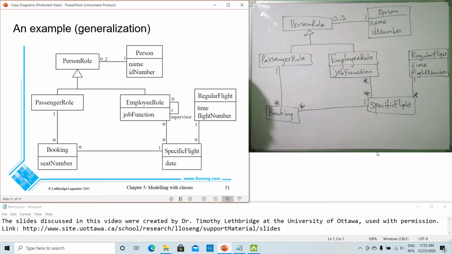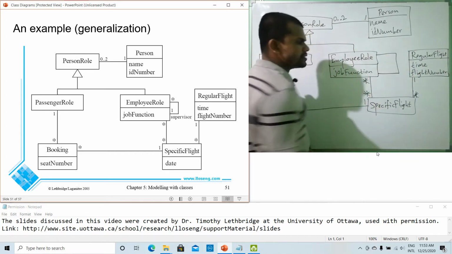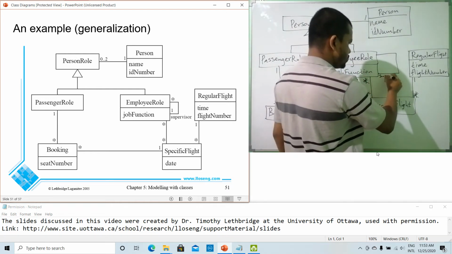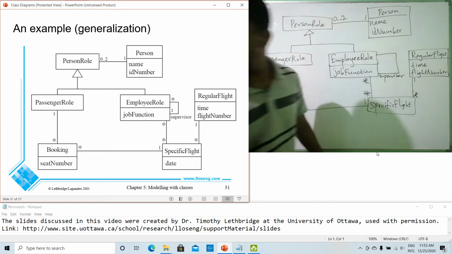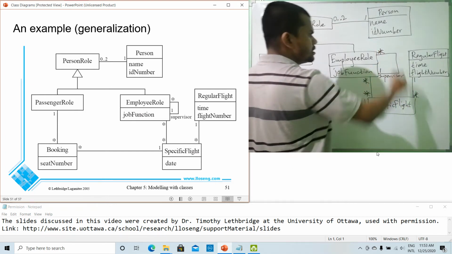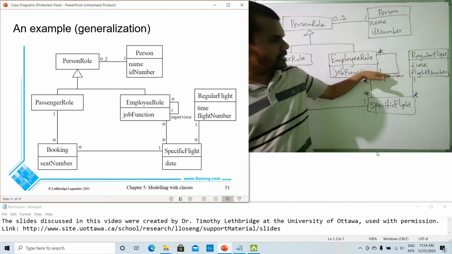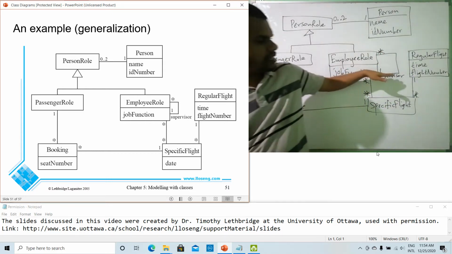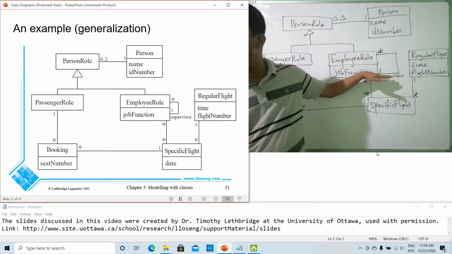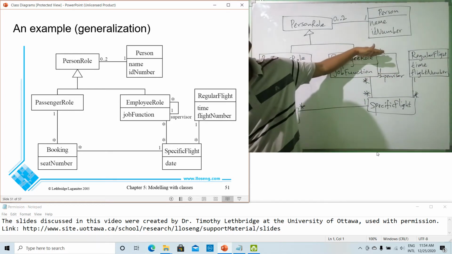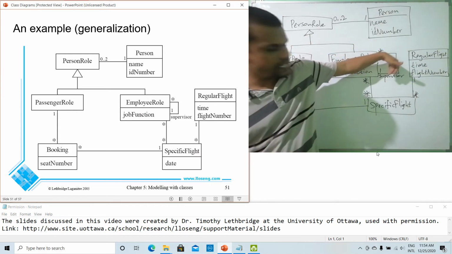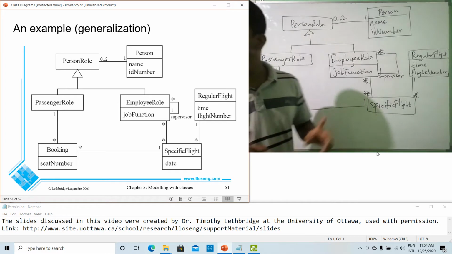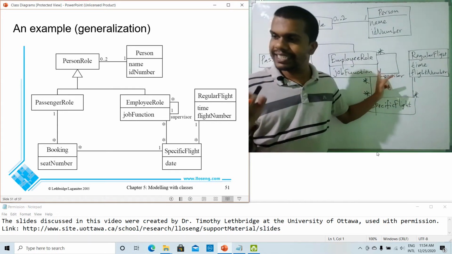Here again we have a reflexive association, and let's say the role is supervisor. If you put one and zero or more here, the meaning is that one particular employee can have zero or more supervisees. Understood? In other words, one particular employee can supervise zero or more other employees. And if you consider one particular employee, he or she has exactly one supervisor. Every employee has exactly one supervisor.